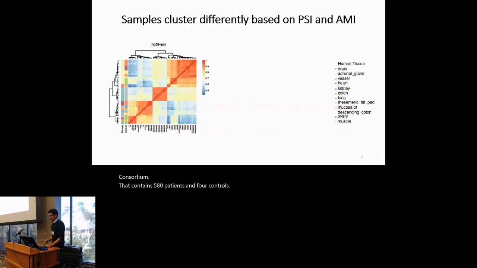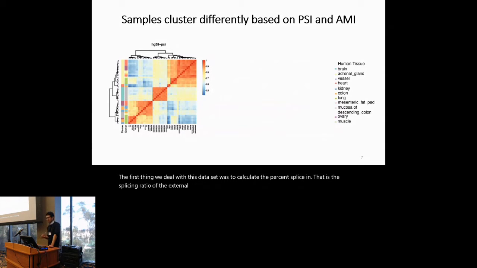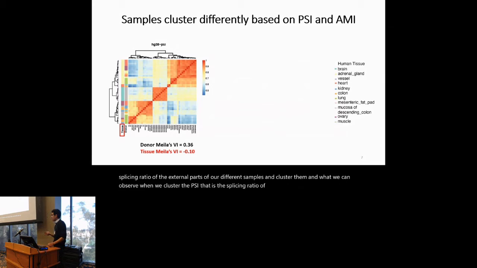The first thing we did with this data set was to calculate the percent splice in, that is the splicing ratio of the exonic parts of our different samples, and cluster them. What we can observe when we cluster the PSI of these different samples is that our samples tend to cluster mostly on the tissue that they originate from. That is to say, samples that derive from the same tissue tend to share similar splicing profile.